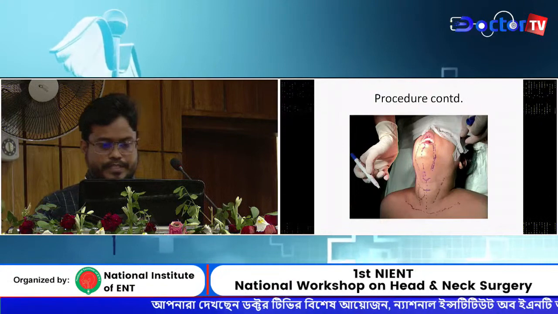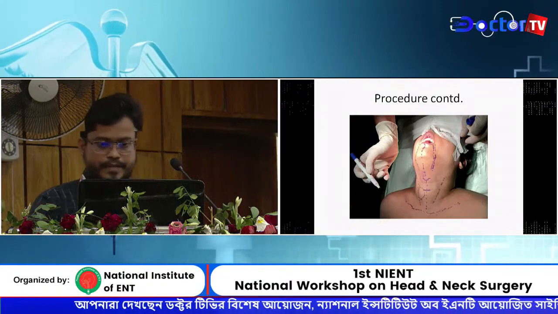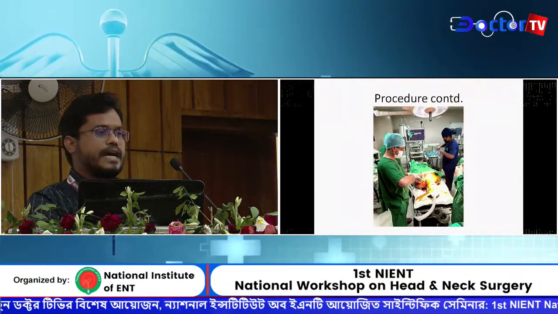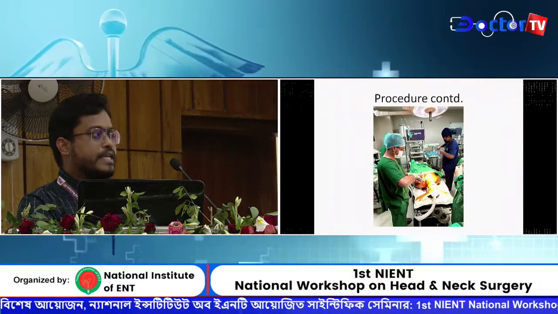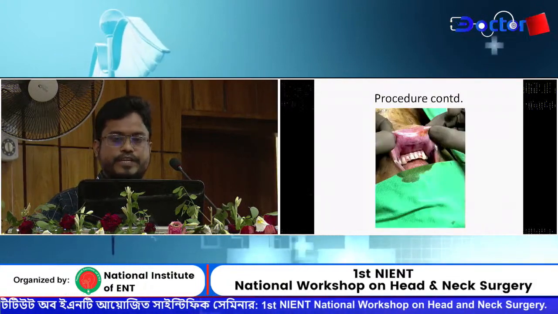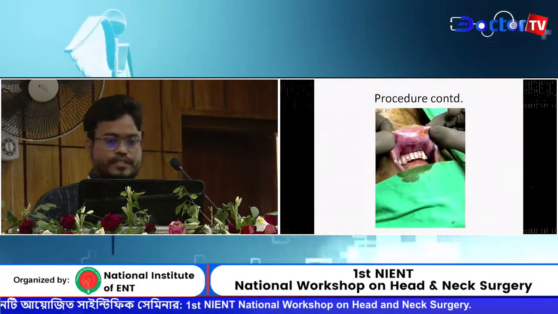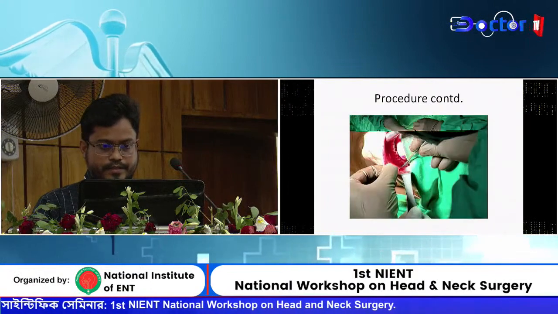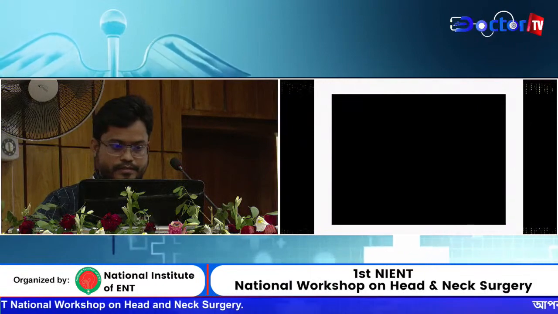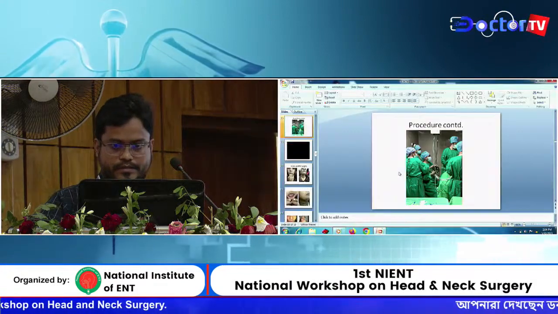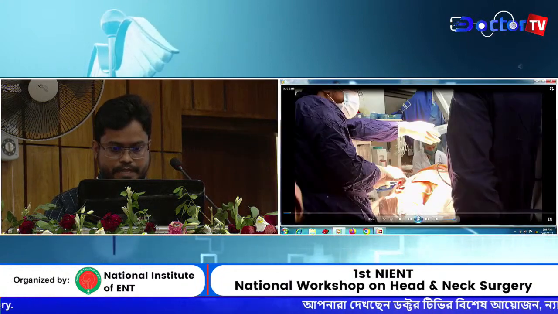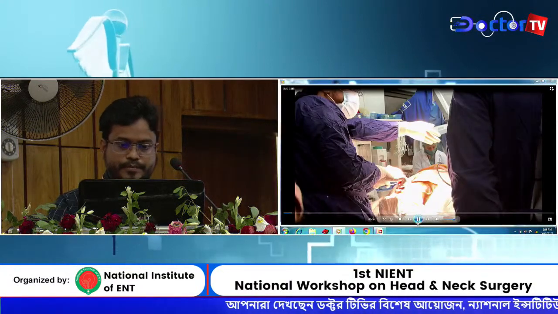And now I am discussing the procedure and technique. This is the marking on the skin. Position of the patient: it is usually done under nasotracheal intubation with the neck slightly extended. Painting with betadine and normal saline mouthwash. This is the marking point. Now I am showing the insertion of the port.